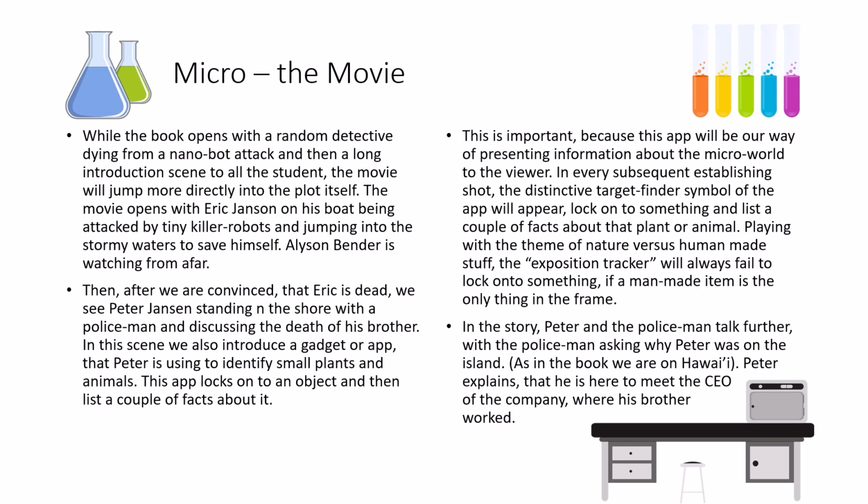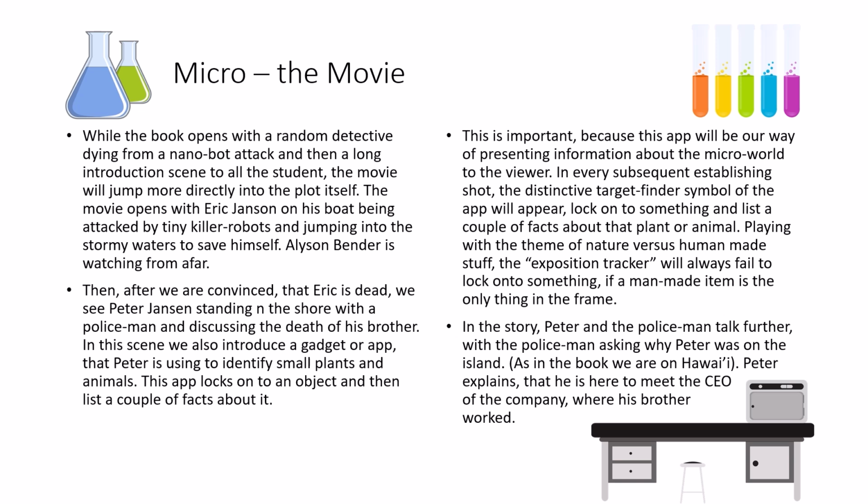Micro, the movie. While the book opens with a random detective dying from a nanobot attack and then a long introduction scene to all the students, the movie will jump more directly into the plot itself. The movie opens with Eric Jansen on his boat being attacked by tiny killer robots and jumping into the stormy waters to save himself. Alison Bender is watching from afar. Then, after we are convinced that Eric is dead, we see Peter Jansen standing on the shore with a policeman and discussing the death of his brother.